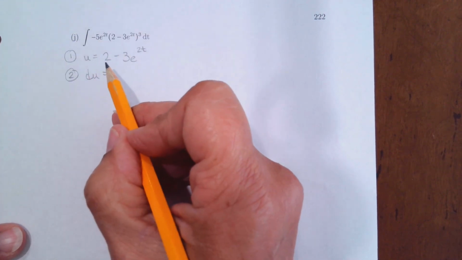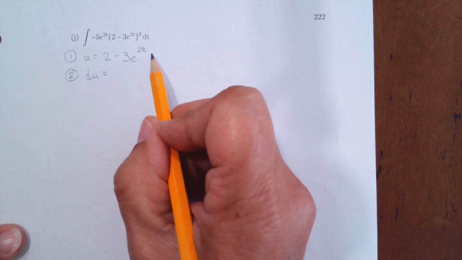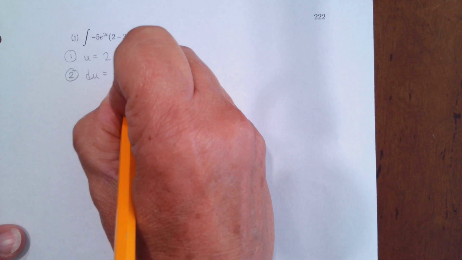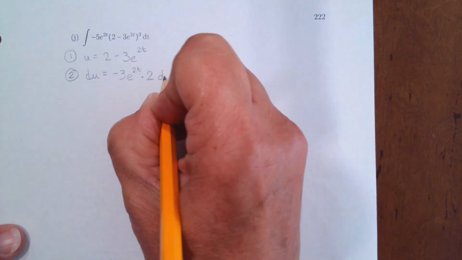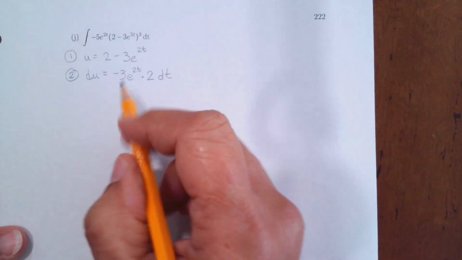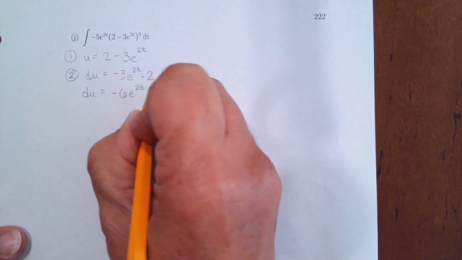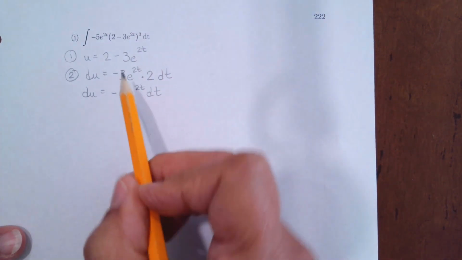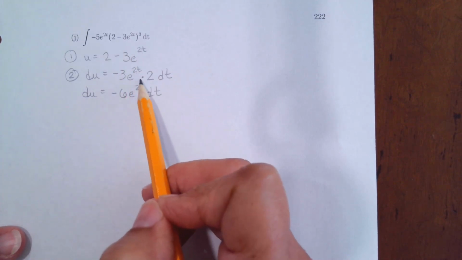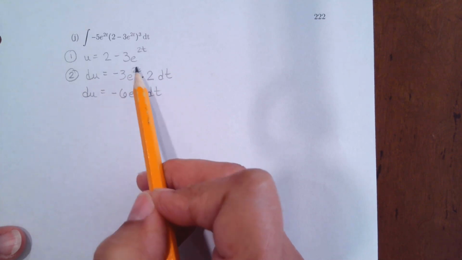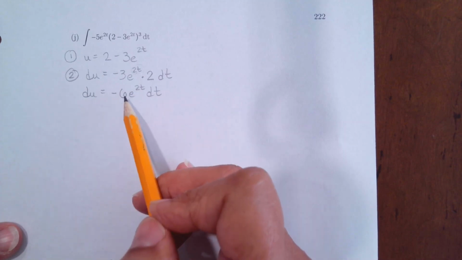So the derivative of 2 is 0, so we don't need that. The derivative of negative 3e to the 2t is negative 3e to the 2t times the derivative of the exponent times 2 dt. Okay? So du is actually equal to negative 6e to the 2t dt. Okay? Remember, when you take the derivative of e to the anything, it's e to the anything, then times the derivative of the exponent. So the derivative of 2t was 2. And that constant just stays part of the problem.